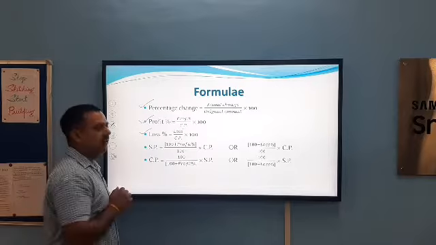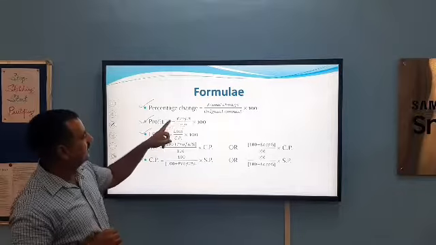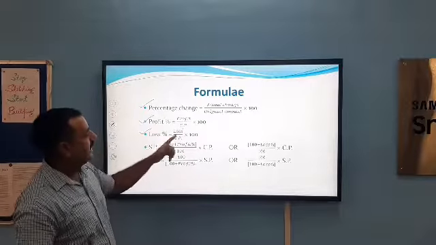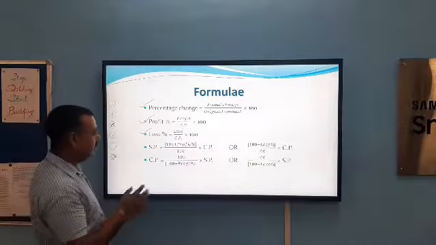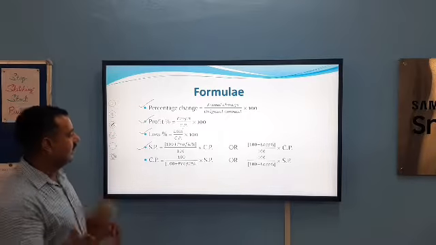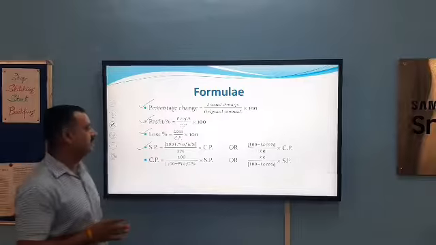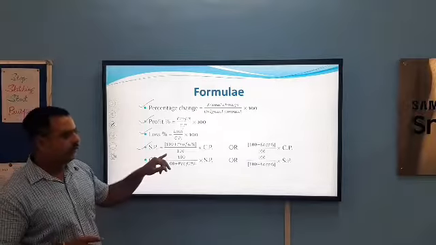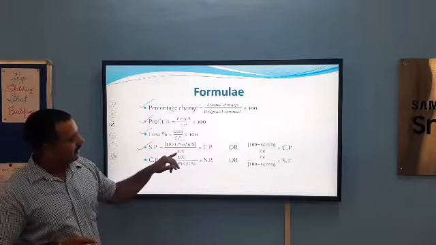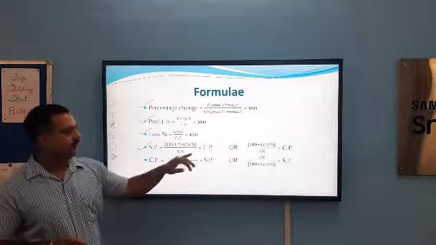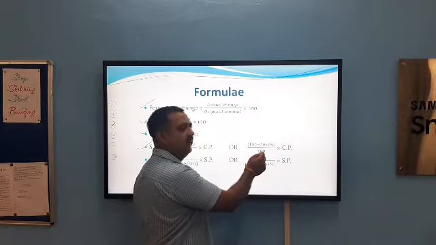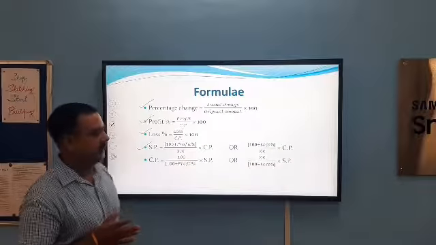To find loss percent, we use the formula same as profit percent. We change only profit to the loss. Loss divided by cost price into 100. Now if you want to find selling price and given is cost price and profit percent, then we use the formula that selling price is equal to 100 plus profit percent divided by 100 into cost price. In case of loss, 100 minus loss percent divided by 100 multiplied by the cost price.